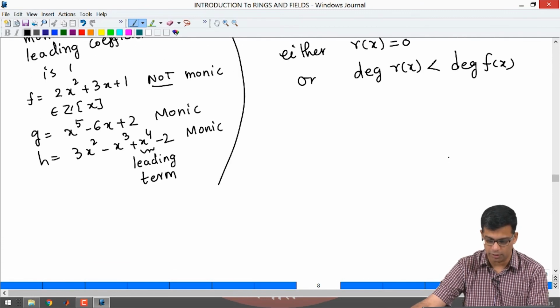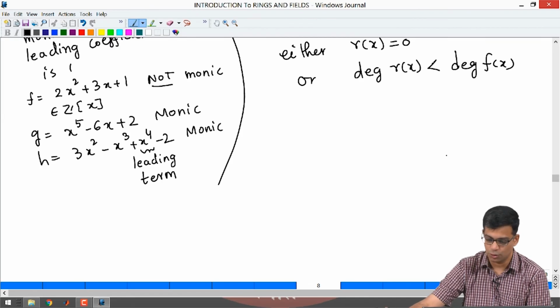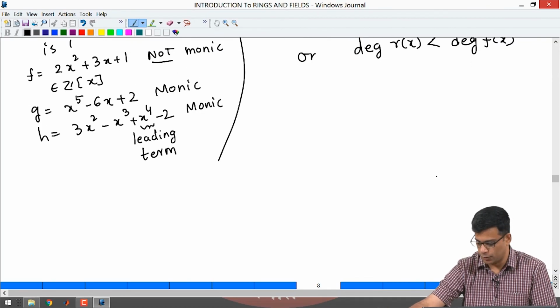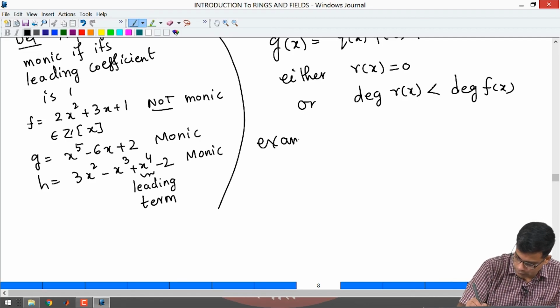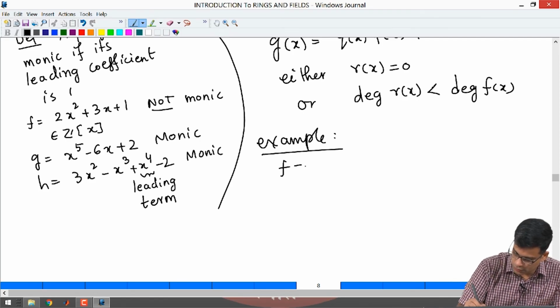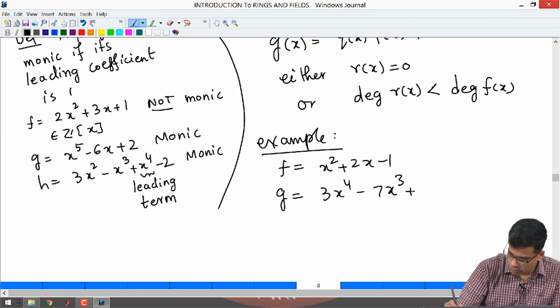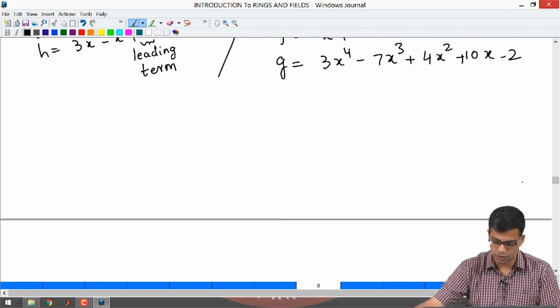You can prove this, but that is unnecessary, you are all familiar with this. So, to explain what really happens, I will simply do an example. Quickly, let me do this. We will take f to be x squared plus 2x minus 1, and g to be 3x^4 minus 7x cubed plus 4x squared plus 10x minus 2. Okay. So, let me just do an example.